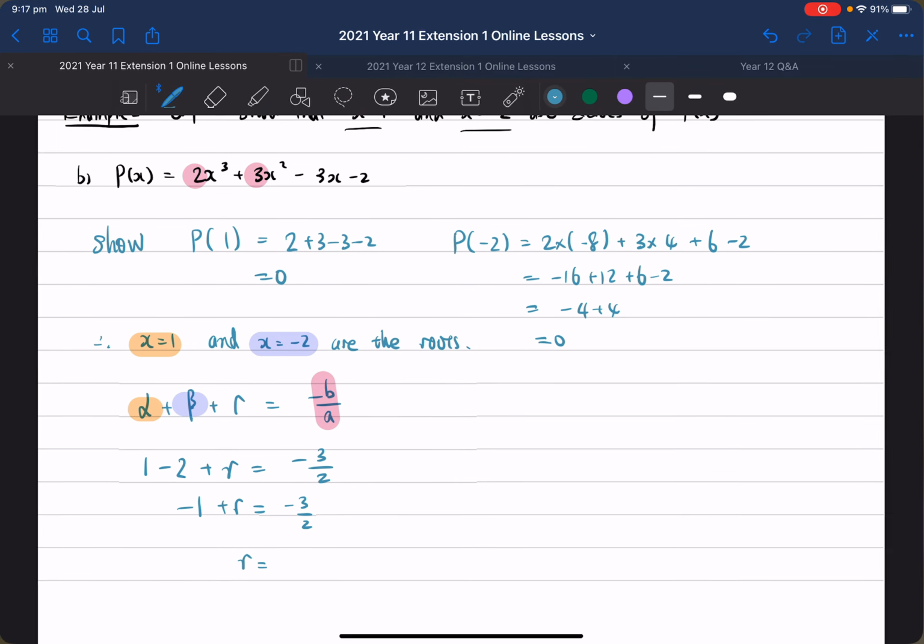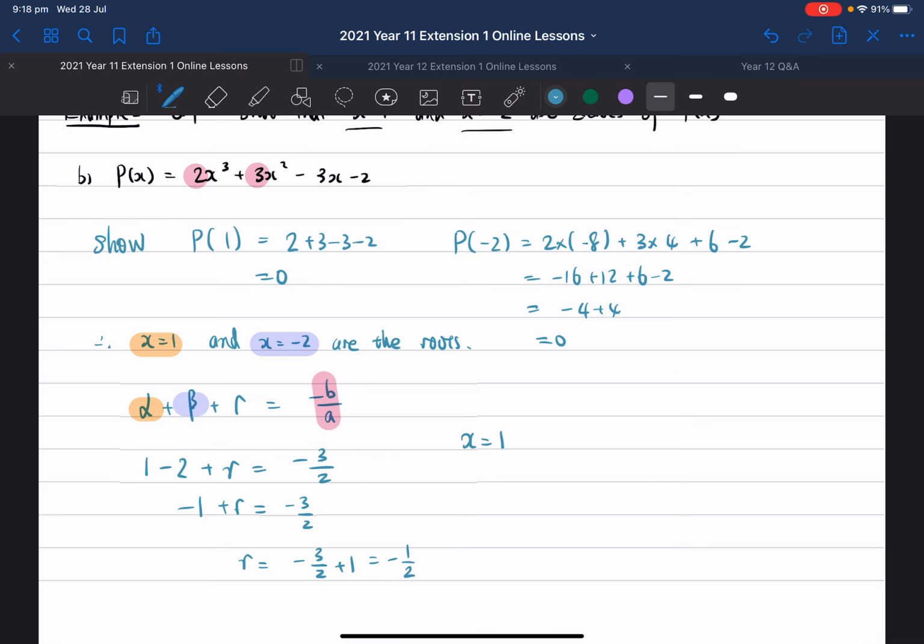All right, so gamma is equal to minus 3 on 2 plus 1. So the final answer here is minus half. That's all. Now you've got 3 roots: x equals 1, x equals minus 2, and x equals negative half, and that is the answer to the question. You don't need to do any long division. No need to do anything. You're using the root and coefficient relations to solve the question.